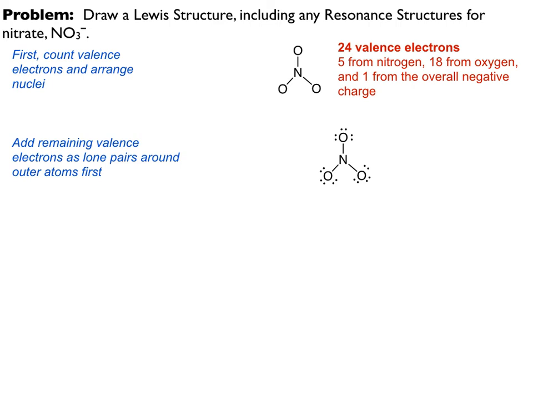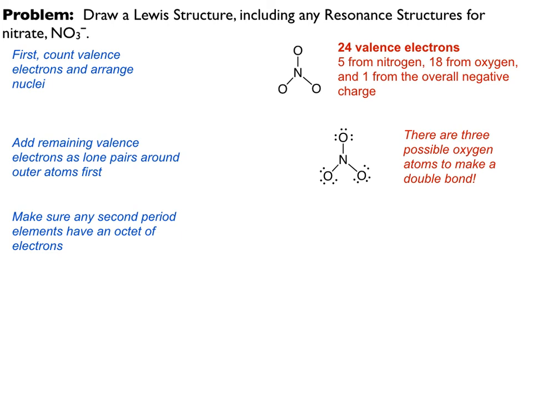And this is your big hint for when you should be able to recognize a possibility of having resonance structures. When you have multiple atoms that could each form the double bond with another atom, that's a big tip-off that you're going to have to draw some resonance structures.